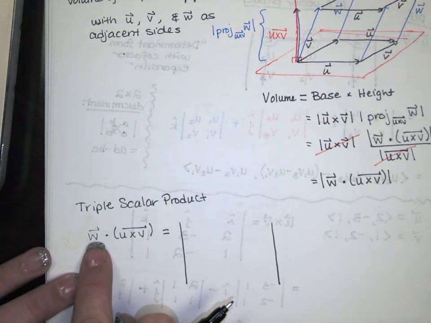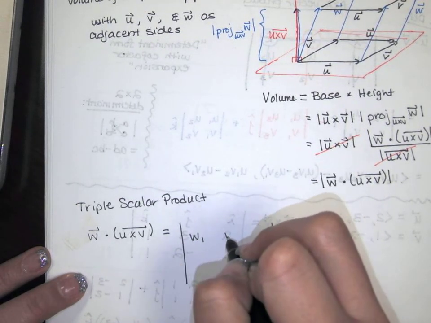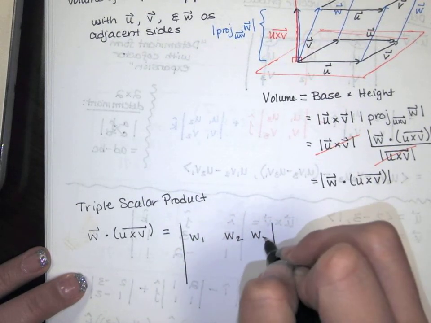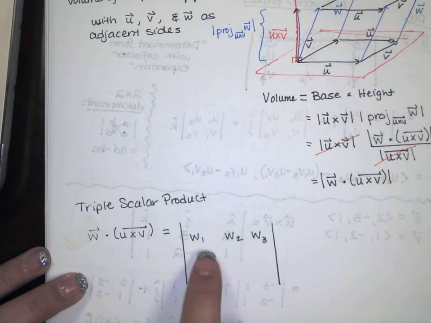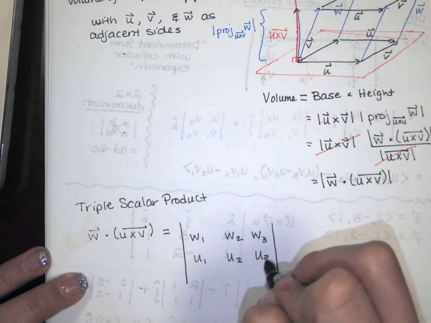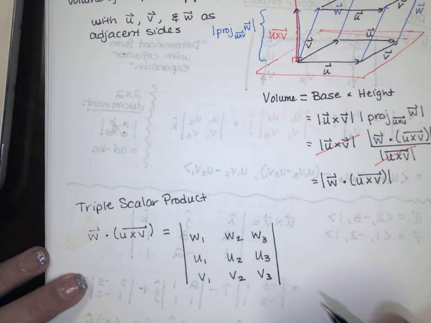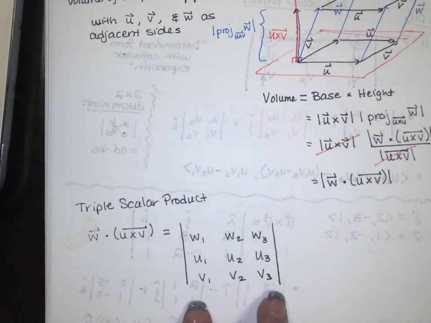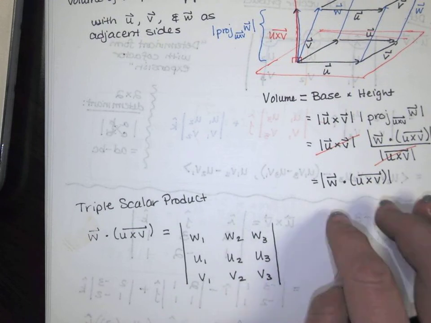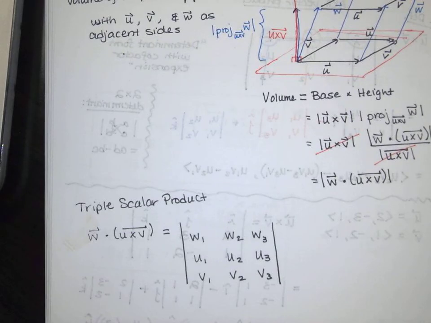Whatever vector is first here, you're reading left to right, its components go in the top row. The components of this next vector go in the second row. And the components of the last vector go in the third. Then when you evaluate this 3 by 3 determinant, it's a true determinant because these are all numbers, and you're going to get a number out. The absolute value of that number is the volume of that parallelepiped that we started with over there.